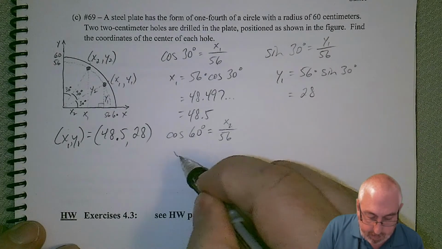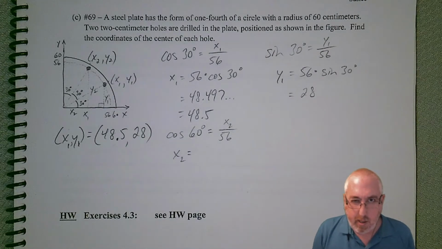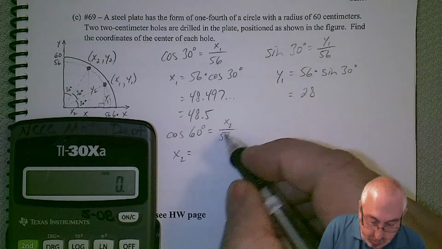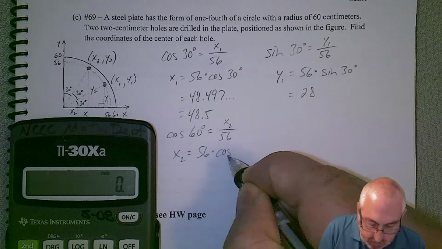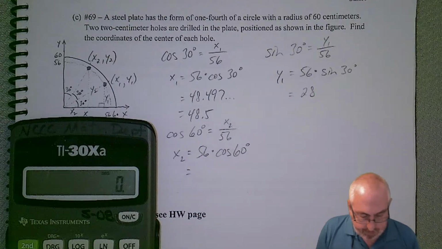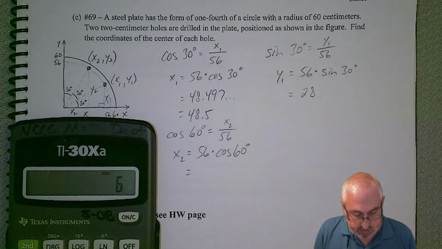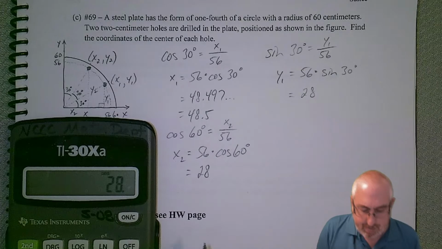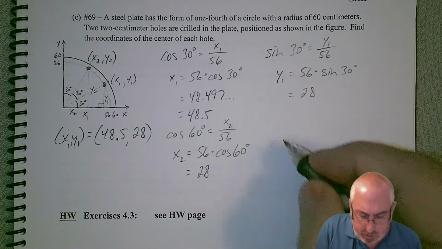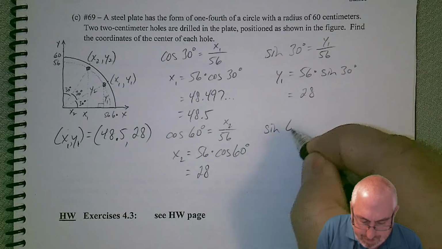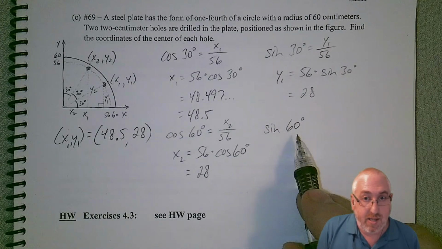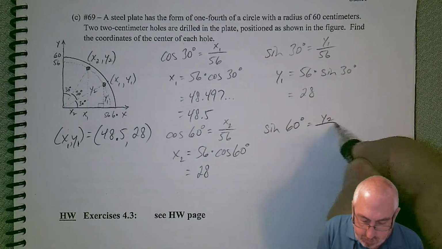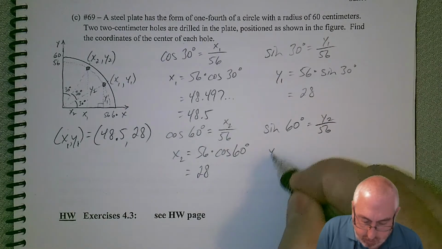So let's see what we get. I'm thinking we might get something suspicious because we want to multiply again. So 56 times the cosine of 60 degrees equals 28. So riddle me what you think the next one's going to be. Because we're still going to use 60, but we're going to have to use sine because we want that opposite. So y2 over 56. And I think you can guess.